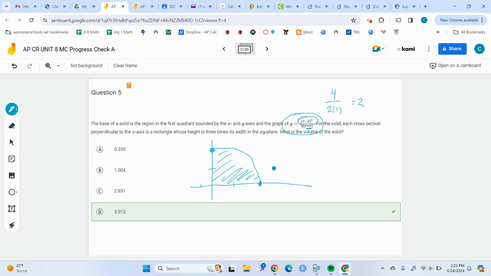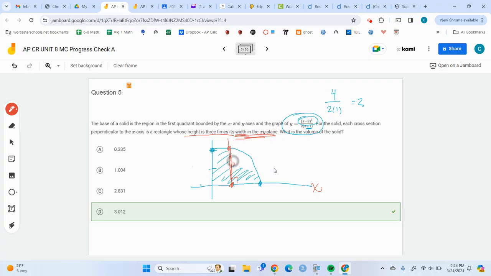For the solid, each cross-section perpendicular to the x-axis. Okay, so here's my x-axis. Perpendicular to that looks like this. And it's going to be a rectangle whose height, this question comes up all the time, is 3 times the base. They're calling the base the width, and the width is in the xy plane.